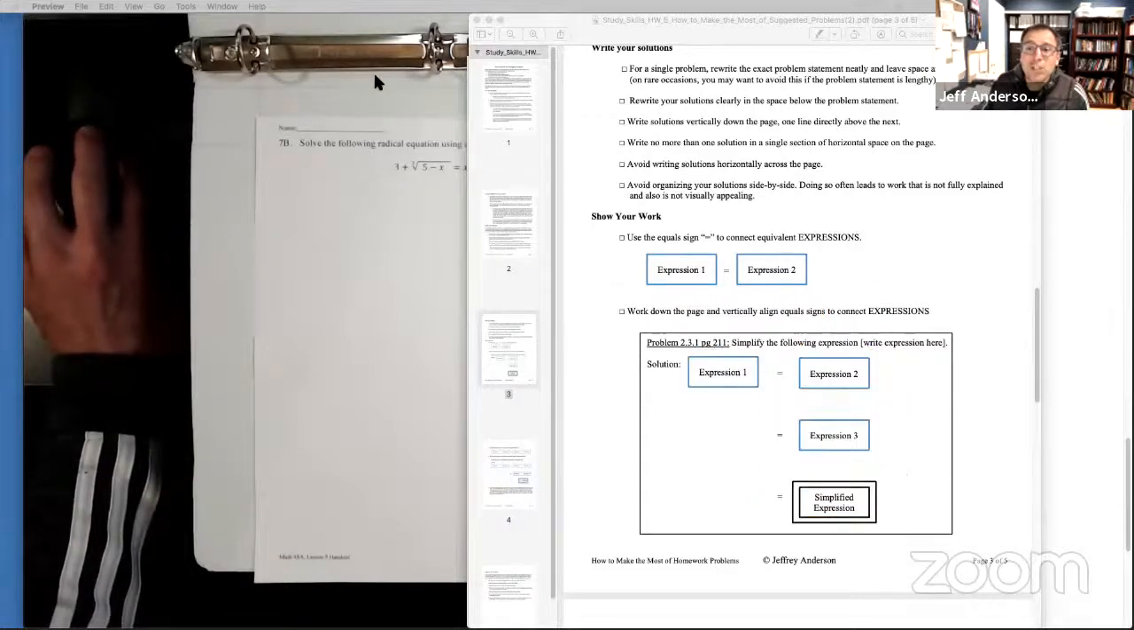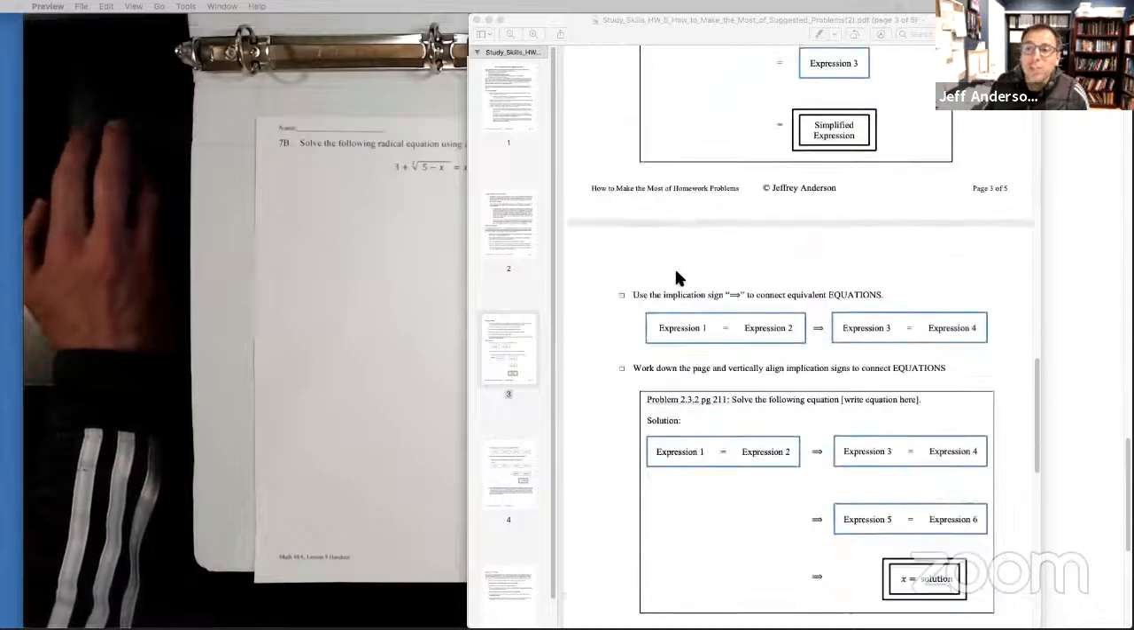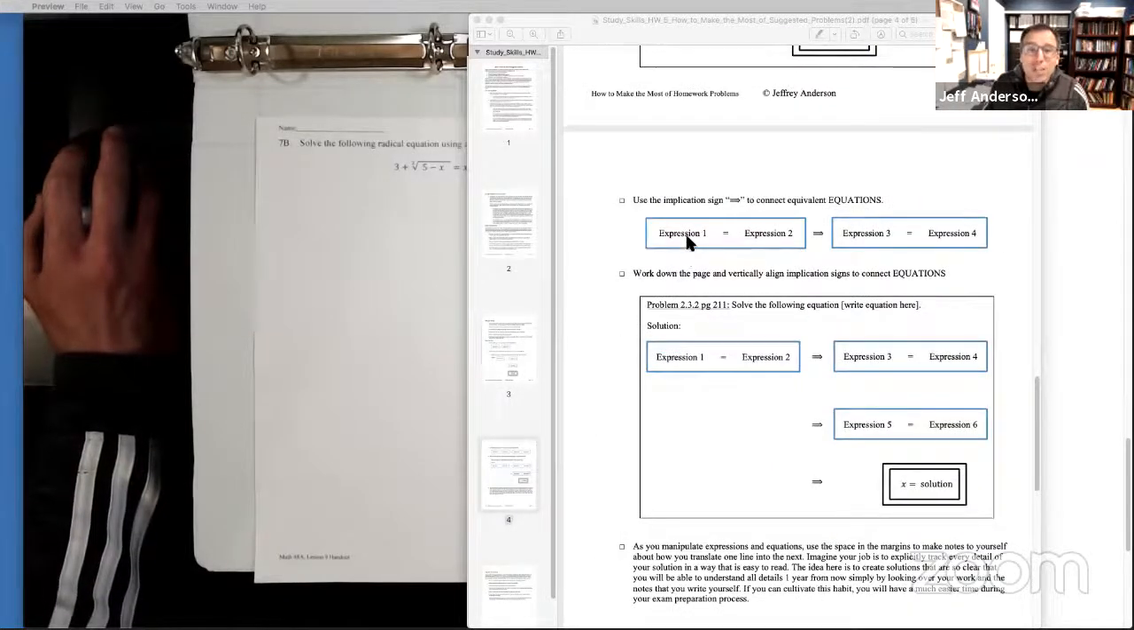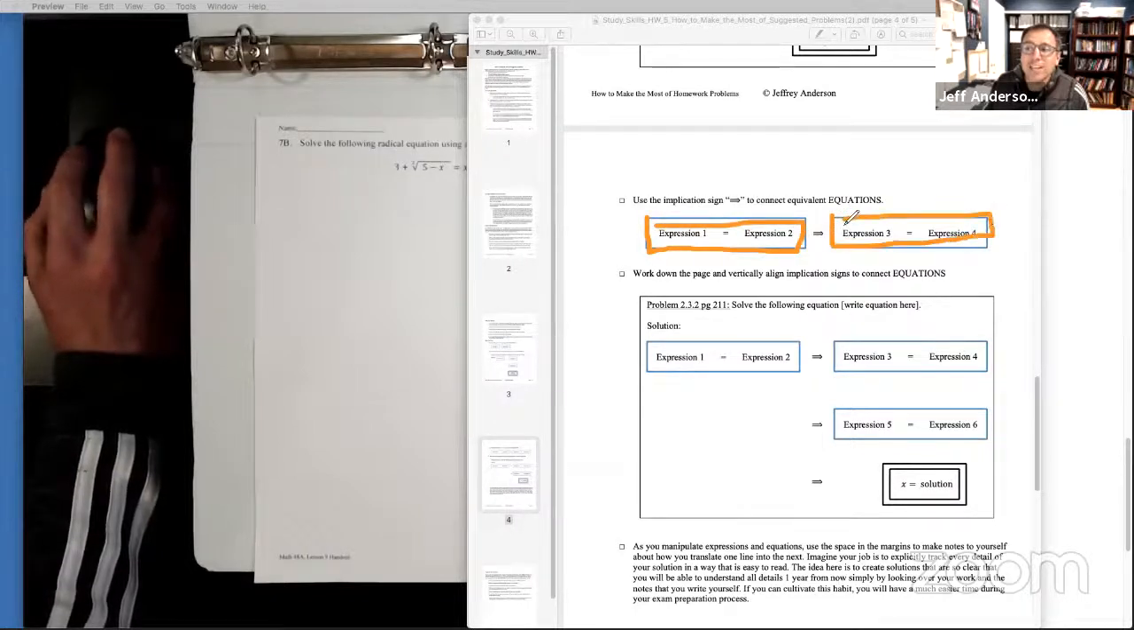Page 4 of this actually shows equivalent equations. So equivalent equations is if I start with one equation and I produce another equation that is equivalent to the first one, I connect that with what I call an implication sign. An implication sign is 2 lines with a little arrow.